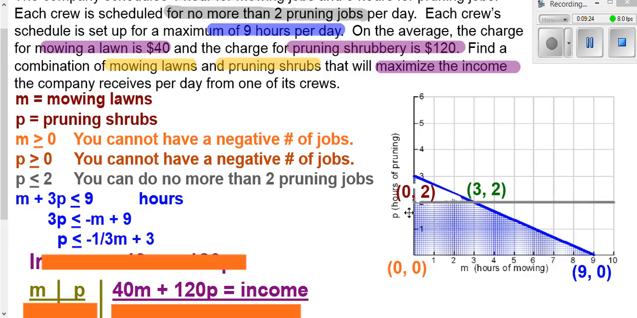Now we also have this horizontal line. It says p is less than or equal to 2. Well, here's a height of p being 2. We want all those, so all these have p being 2 going across here, and we want to be below that.